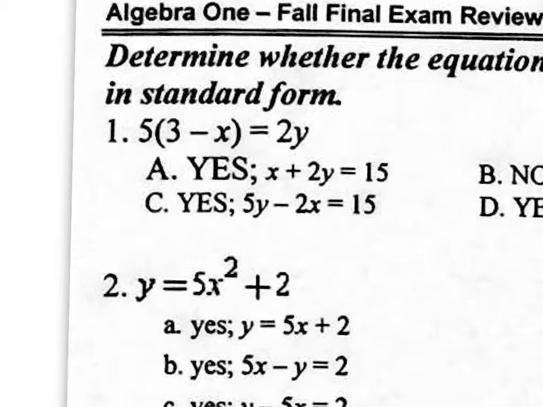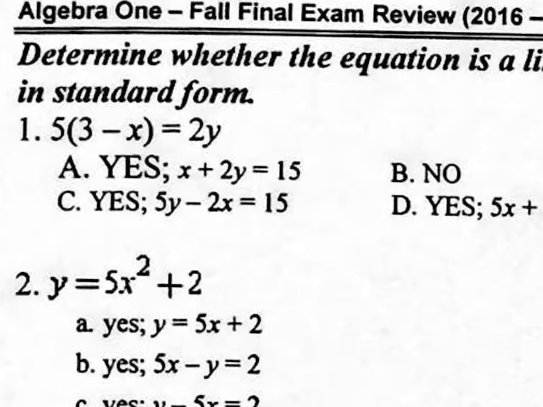So it is a line for sure. Yes, it's a line. So option B, where it says no, that cannot be an answer. So you would scratch B out. So we know yes, it's a line for sure. So now what do we need to do? We need to rewrite it in standard form.